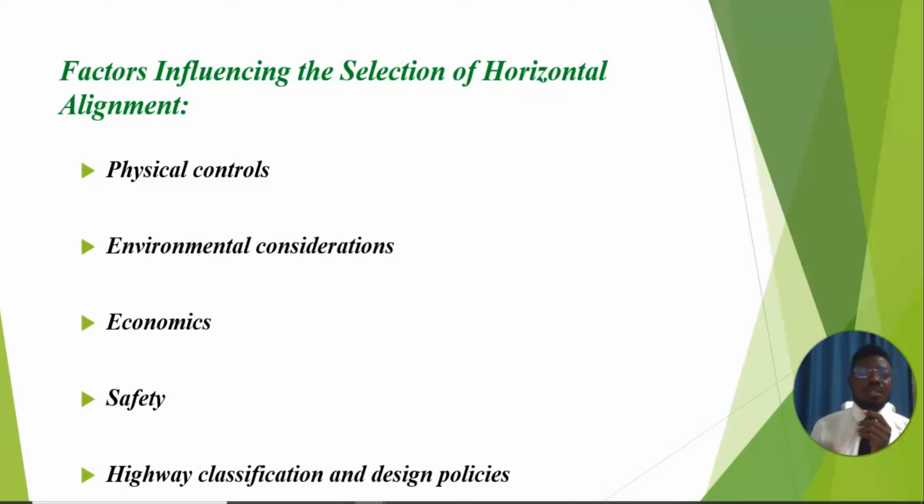So in selecting the horizontal alignments, we have to take the community into consideration. What impact will it have on the community? What impact will it have on the lives of the people around there? And we also need to know how sensitive it is when it comes to ecological use. So these are some of the factors under environmental consideration.